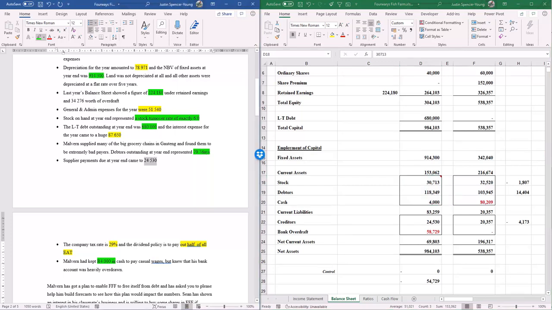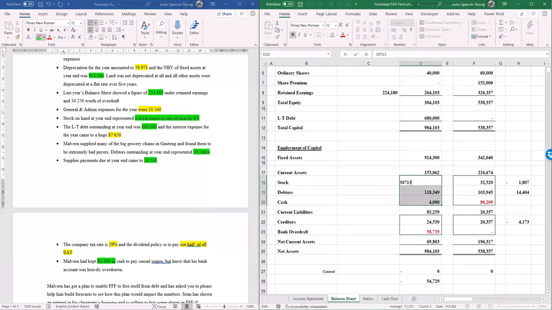The suppliers, there it is, 24,530. Plug that in there, and now we can solve for the overdraft using this formula. Okay, that's NA equals. So we have the NA, that's this 984,103 number. We have the fixed assets. We have the current assets. We're solving for CL. And once you solve for CL, you get this number and take out the creditors, and therefore you'll be left with the overdraft. Okay, so that's the first year complete.